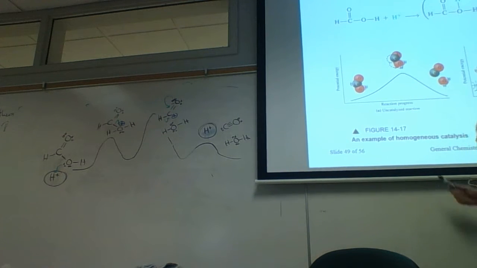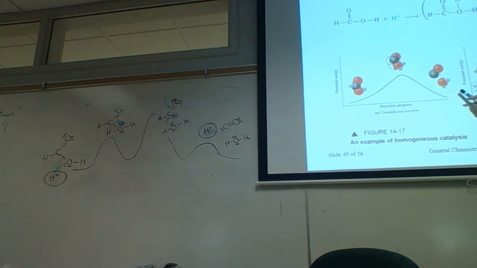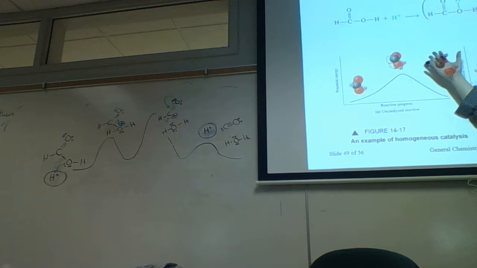All right, this is an example of homogeneous catalysts. Homogeneous catalysts are in the same phase as the reactants, so this is aqueous formic acid. We have aqueous acid.